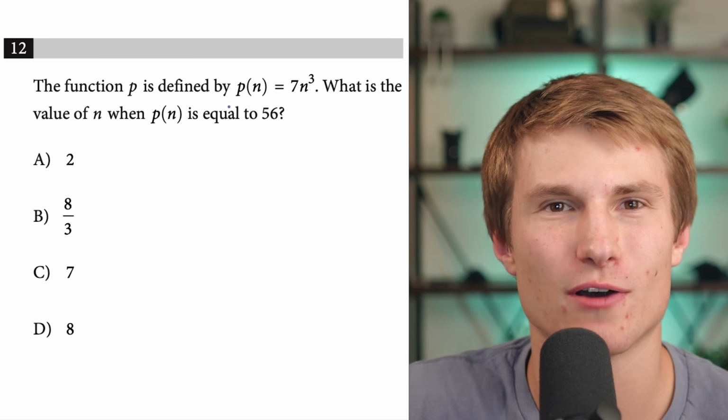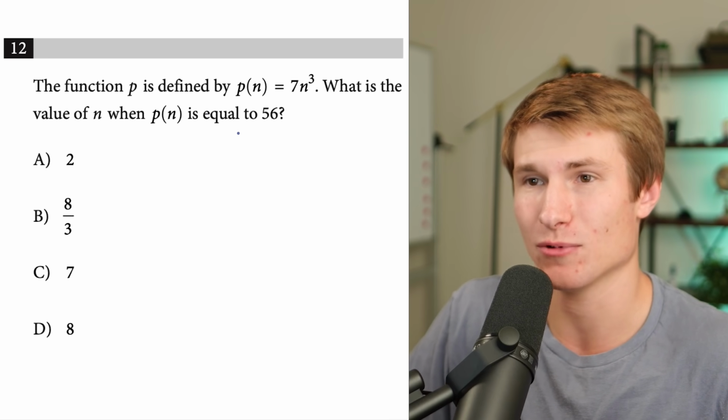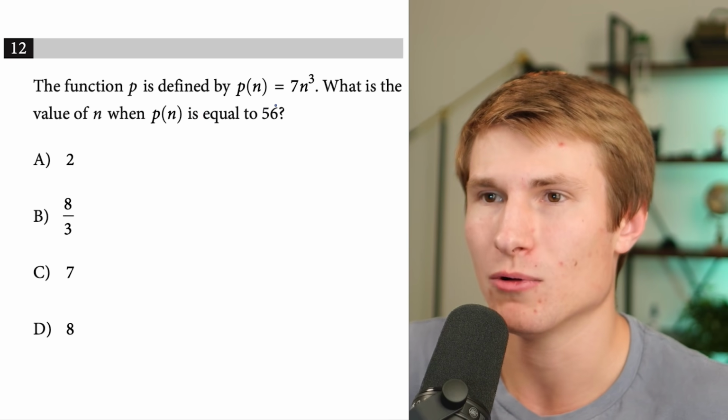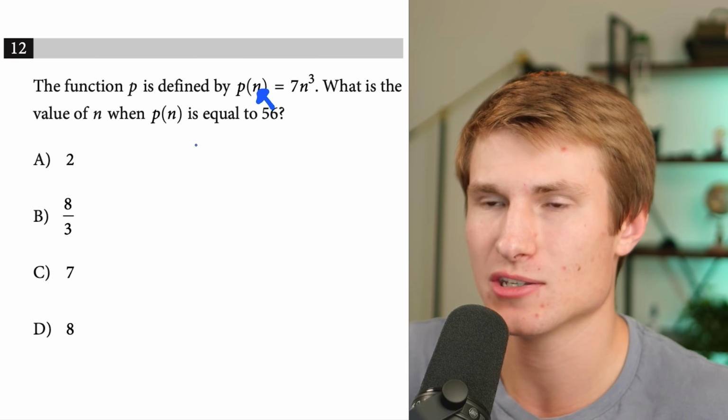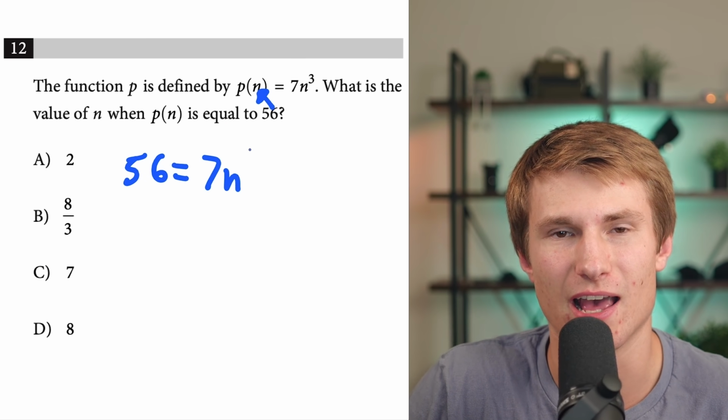Question 12 states the function p is defined by p of n is equal to 7n cubed. What is the value of n when p of n is equal to 56? Well, when p of n is equal to 56 means we just substitute in that 56 for p of n in our equation, and we get 56 is equal to 7n cubed.